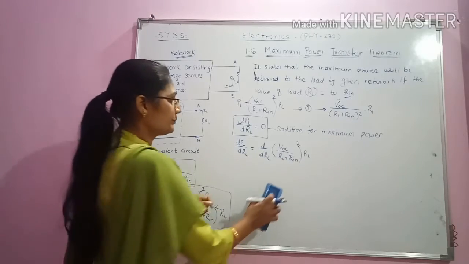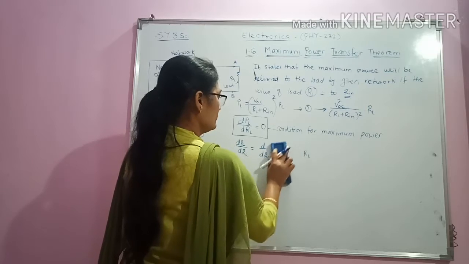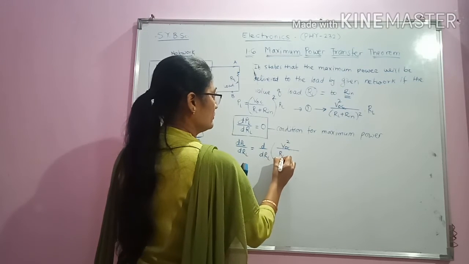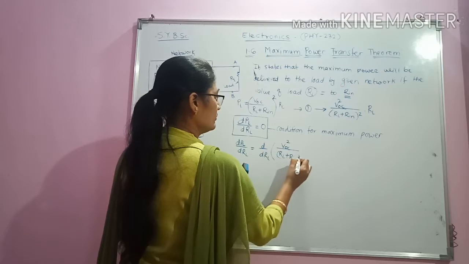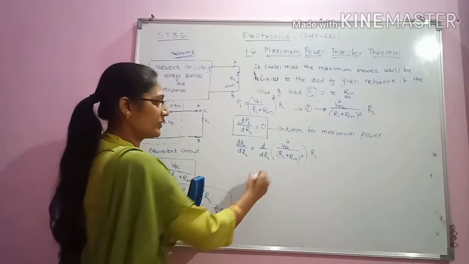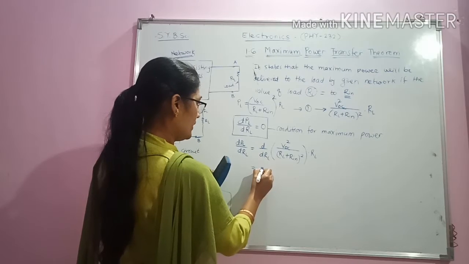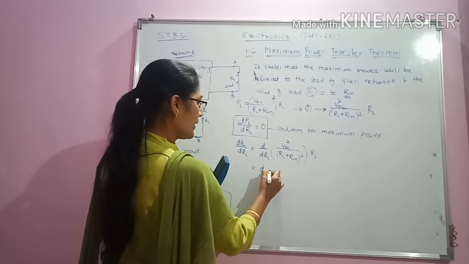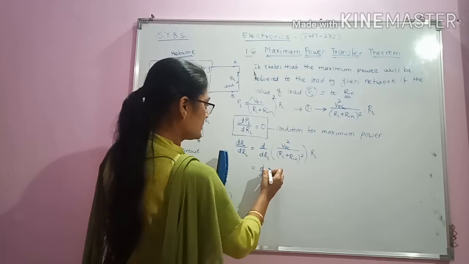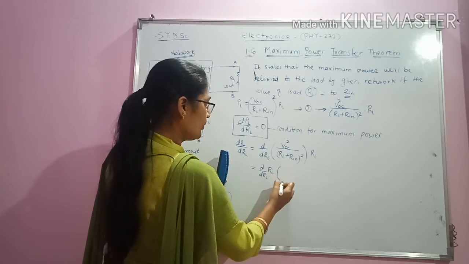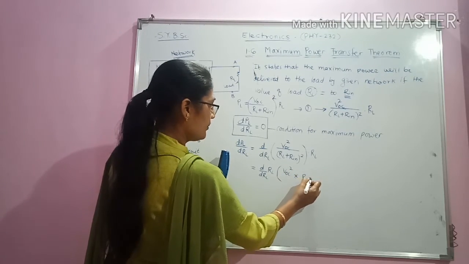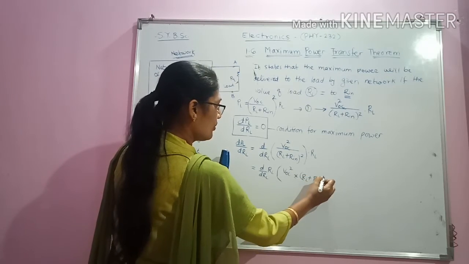Substituting it here and taking the derivative of this equation, we will get d by dRL of RL, or we can reshuffle this as RL into the bracket VOC square into RL plus Rin raised to minus 2.